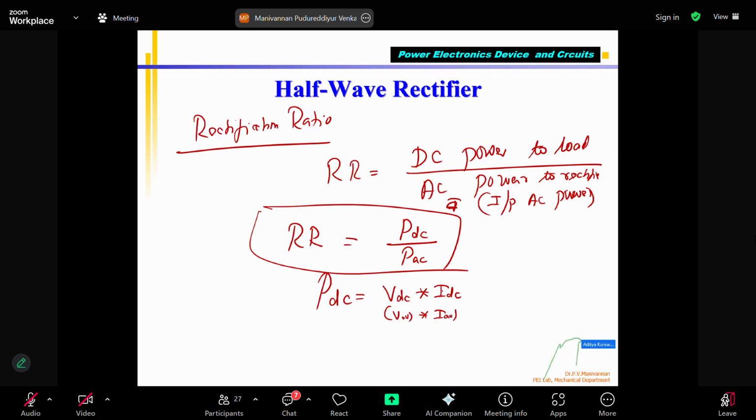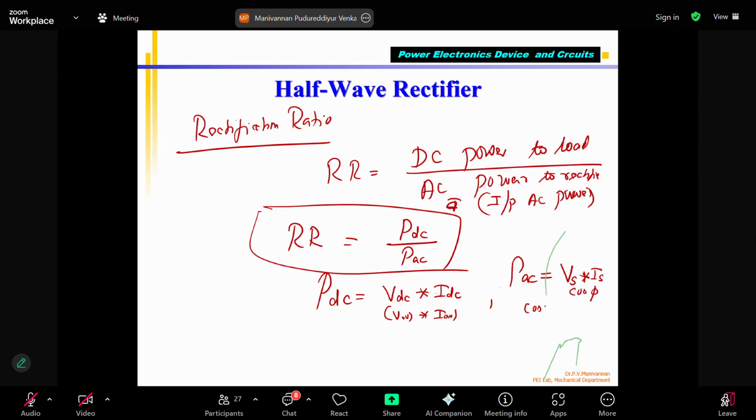Same, because some books put DC or IDC, some books put average value. Already we know the formula. So using that, you can calculate. And what is the PAC? PAC equal to V supply multiplied by I supply. That is called PAC, multiplied by cos phi.